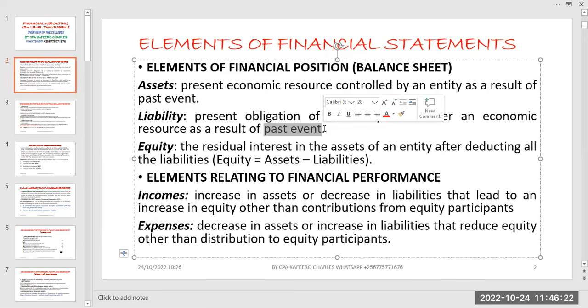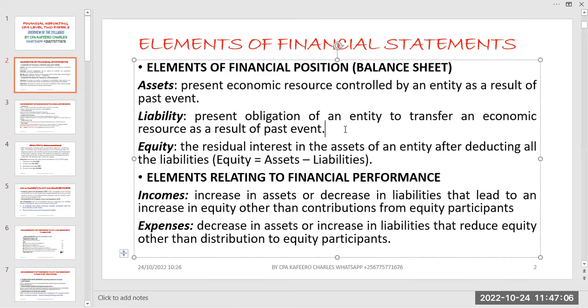So those are the three items that make up our definition. We are saying that the present obligation of an entity to transfer an economic resource as a result of a past event, that's what we call a liability. It's an obligation whereby we are supposed to transfer a certain amount of money. It may be money, it may be other resources, so as to settle it, but it must have occurred in the previous periods.